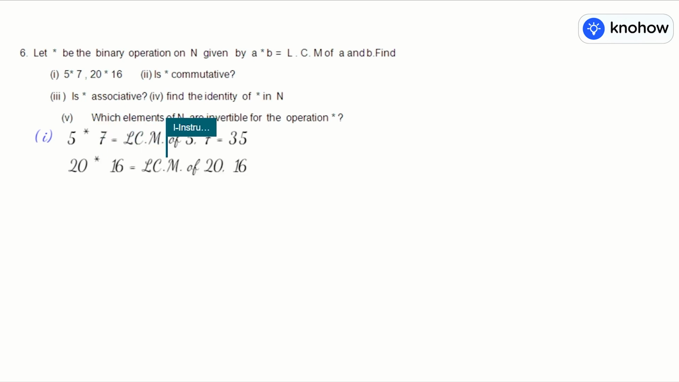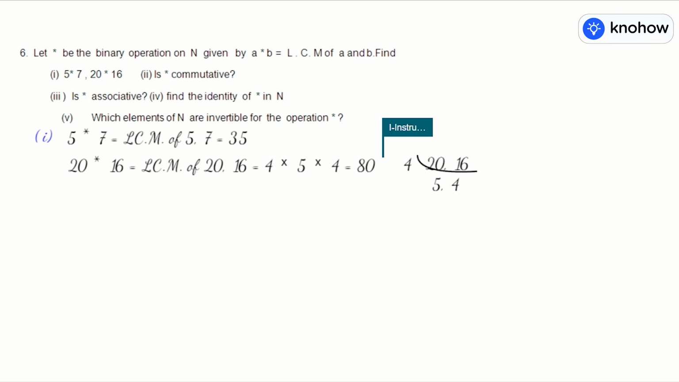The second part is 20 star 16, which means the LCM of 20 and 16. You can work it out, you know the basic procedure. What is common between 20 and 16? Say 4; 4 fives are 20, 4 fours are 16, and there is nothing more common. So the LCM will be 4 into 5 into 4. That will be how much? It is 80. So the value of 20 star 16 is 80.